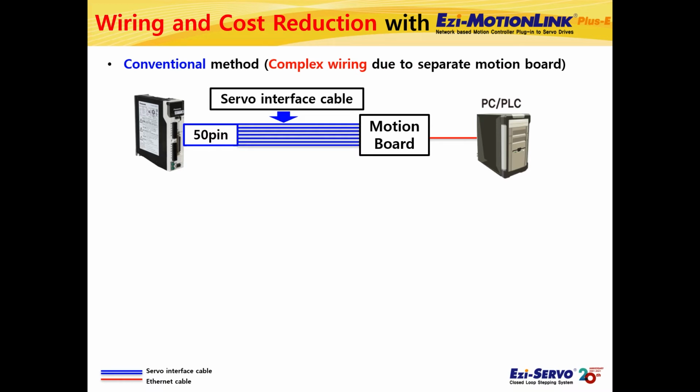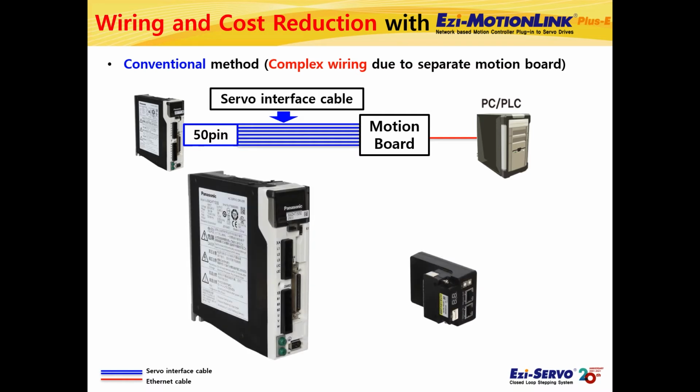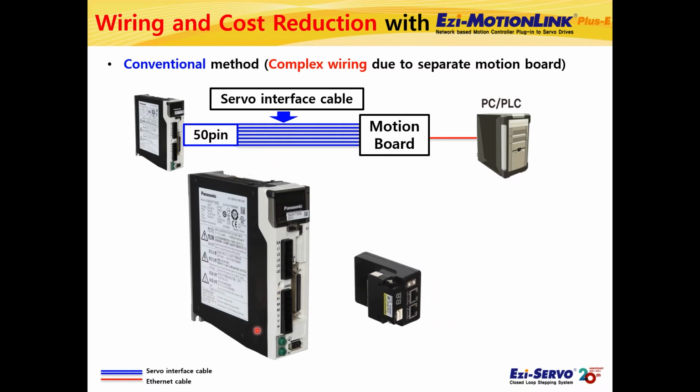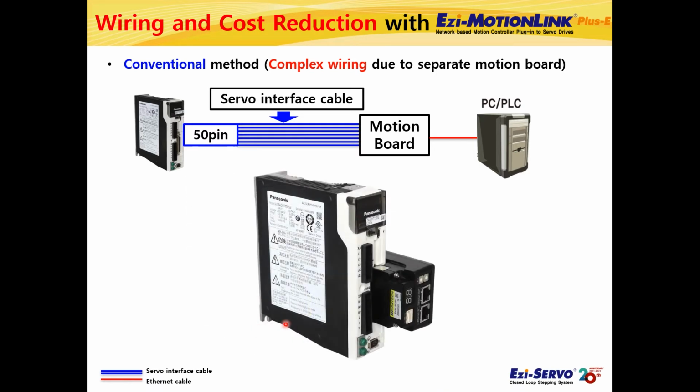Ezi-MOTIONLINK Plus-E is an Ethernet Type 1-axis motion controller that can be used by plugging it into the interface connector of the AC Servo drive. As you can see, for example, there is a Panasonic AC Servo drive. Ezi-MOTIONLINK can be directly attached to the servo interface connector of this Panasonic AC Servo drive.